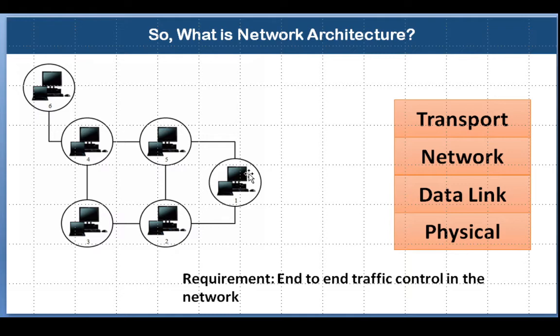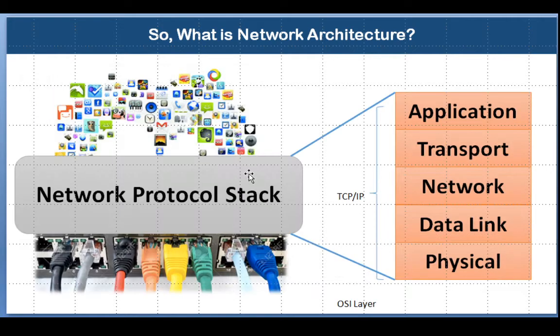So the transport layer protocol is also required to handle the traffic control. And all these combinations basically make the network protocol stack, and this is called the network architecture. We call this the OSI layer, Open System Interconnection layer, or the TCP/IP layer, Transmission Control Protocol, Internet Protocol, which has 5 layers: physical, data link layer, network, transport, application. Earlier in the OSI layer, we had a 7-layered architecture.